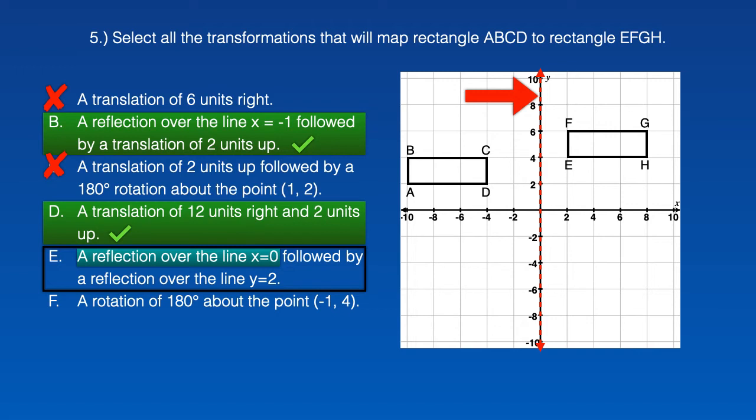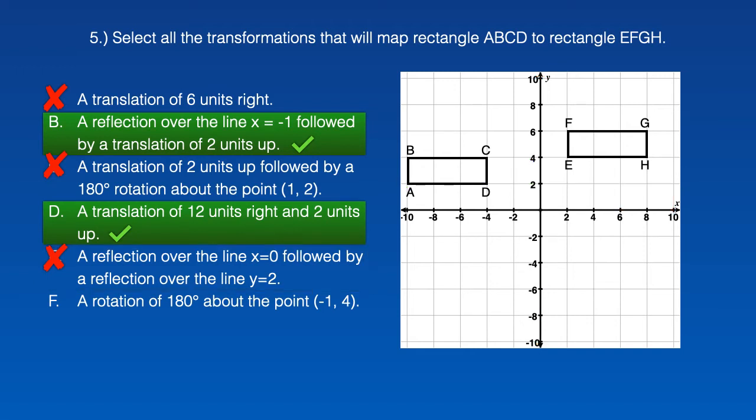Okay, so if I reflect our pre-image over that line, x equals 0, I'm going to get this rectangle on the other side. Okay, and now the next transformation is a reflection over the line y equals 2. The line y equals 2 is a horizontal line that I have in bright green. So if I reflect the rectangle over that line, it's going to end up on the other side, and obviously it does not match up with rectangle EFGH, so this is a wrong answer.